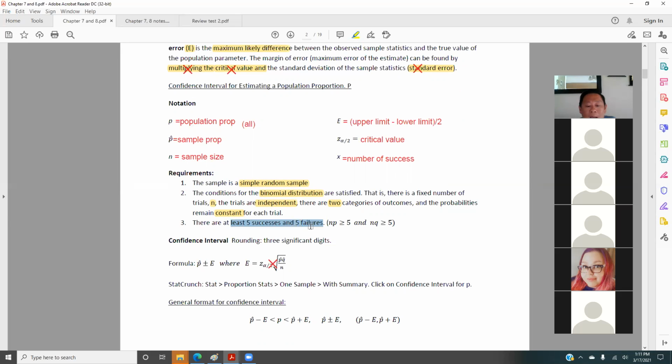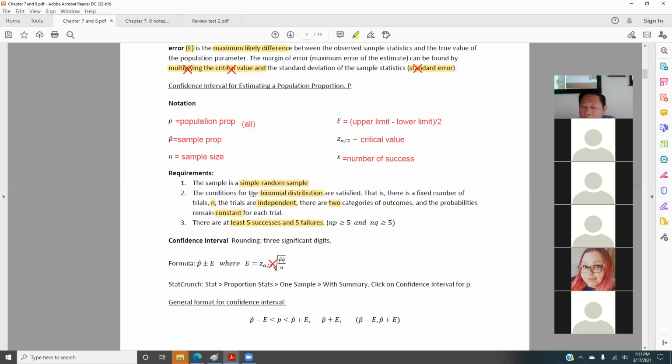And the third requirement is it has to be at least 5 successes and 5 failures. If I'm talking about boy and girl, that means I need to have at least 5 boys and 5 girls. At least means 5 or above. If I'm talking about Democrat and Republican, I need to have at least 5 Democrat and at least 5 Republican in the classroom. So I cannot be all Democrat and only 2 Republican or the other way around. Then this requirement will not be fulfilled.